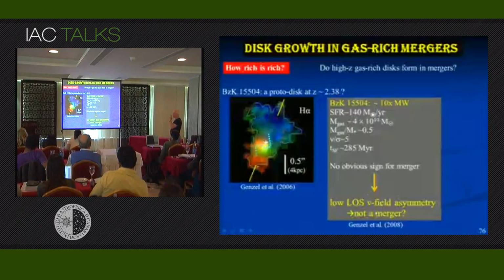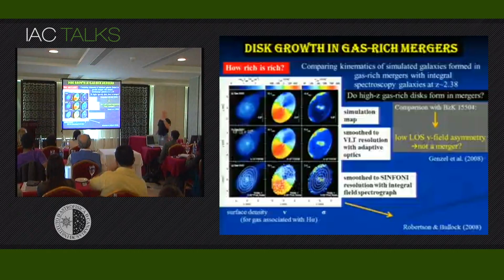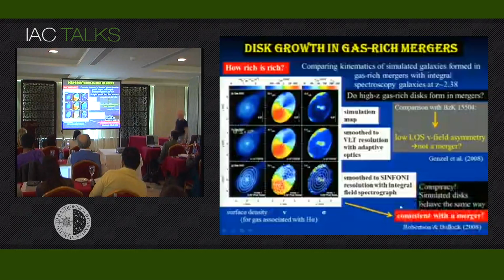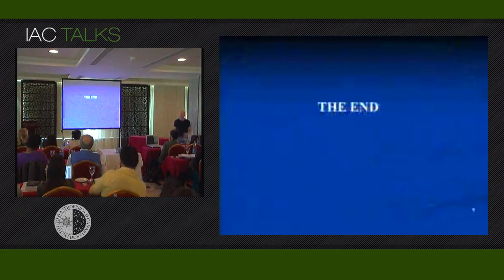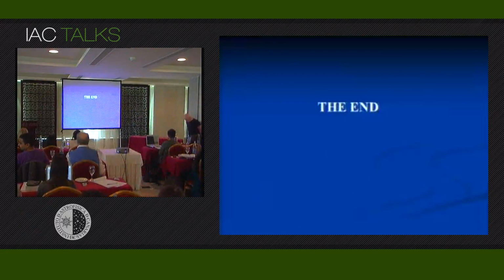There are no obvious signs of merger, at least claimed by Genzel et al. in their 2006 paper. He doesn't see any velocity asymmetries, sorry, not anisotropies. And so this object was concluded as not an obvious merger. Then came the numericists and used all this beautiful visualization technique and actually were able to reproduce the same object in merging. And so they claim that this is consistent with merging.